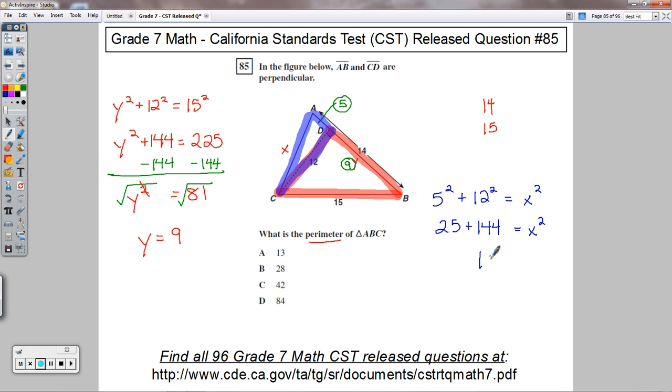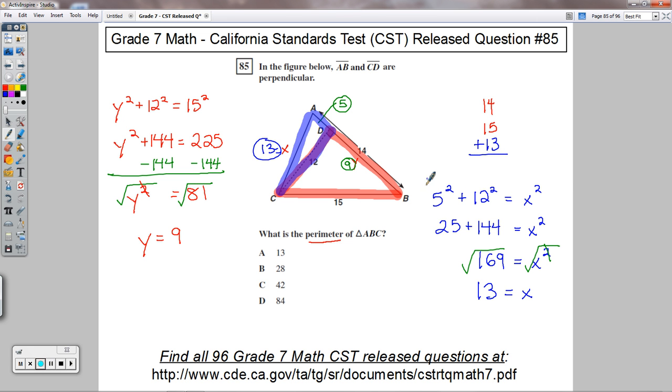Still x squared right there. If you add those together, you get 169. If you take the square root of both sides, it gets rid of the square right there. And you've got what x is. 13 for x. So that's your x value. So now that's what I'm adding to these other two.